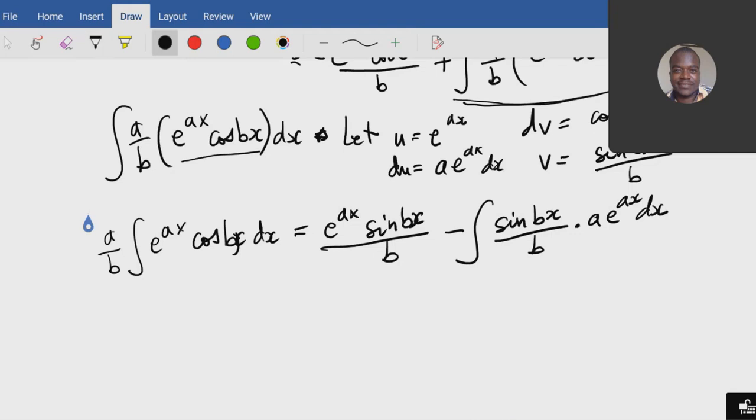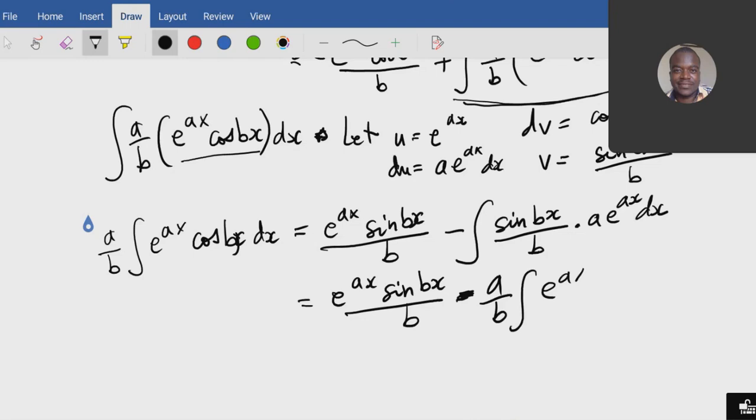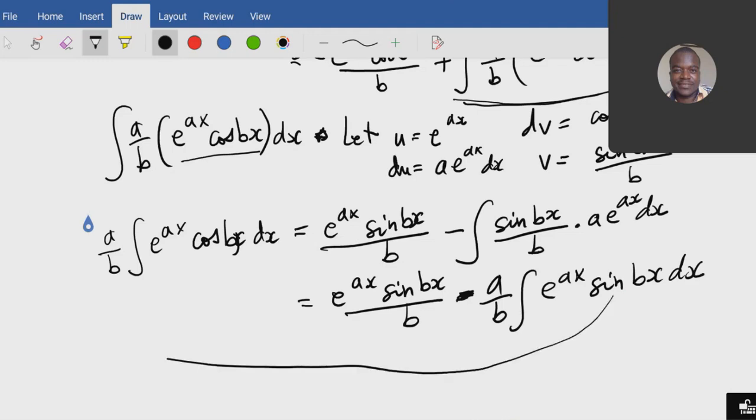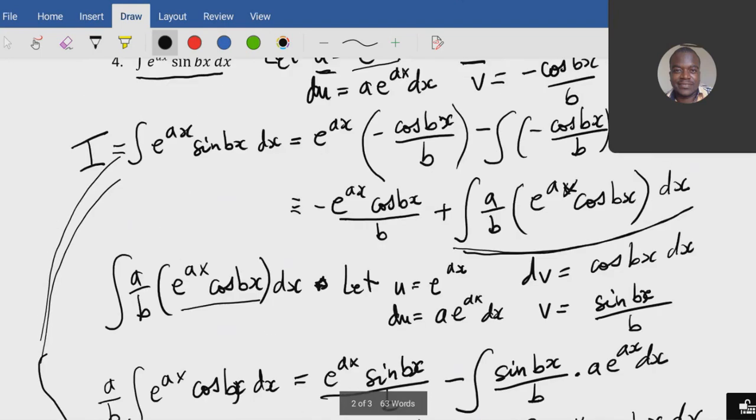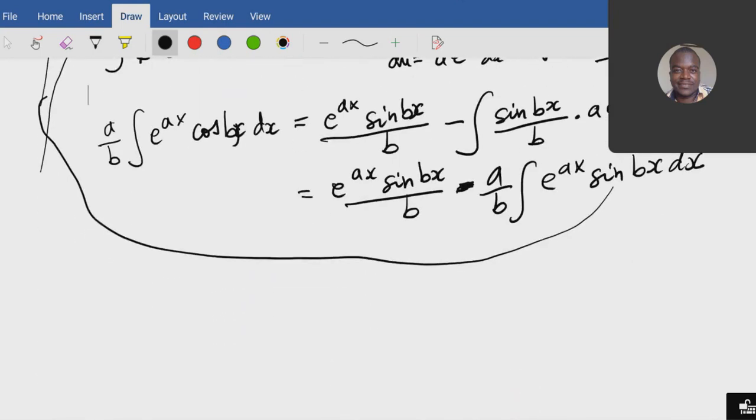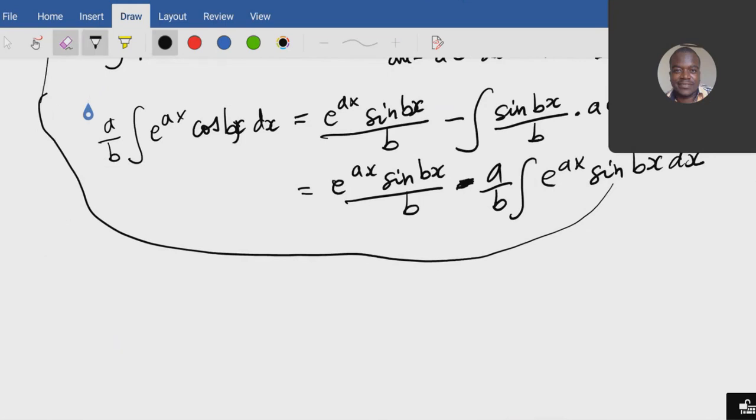And this can be simplified to be equal to e to the ax times sine of bx over b minus, we have the constant factor a over b there, so we can take it out. And we have the integral now of e to the ax times sine bx dx, which, if you remember correctly, was our original I integral that we had there, right? So using that logic, this integral that we have here is our I.